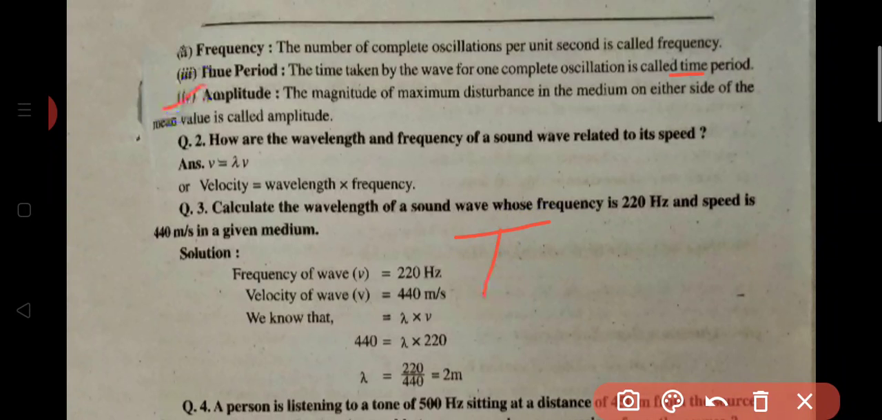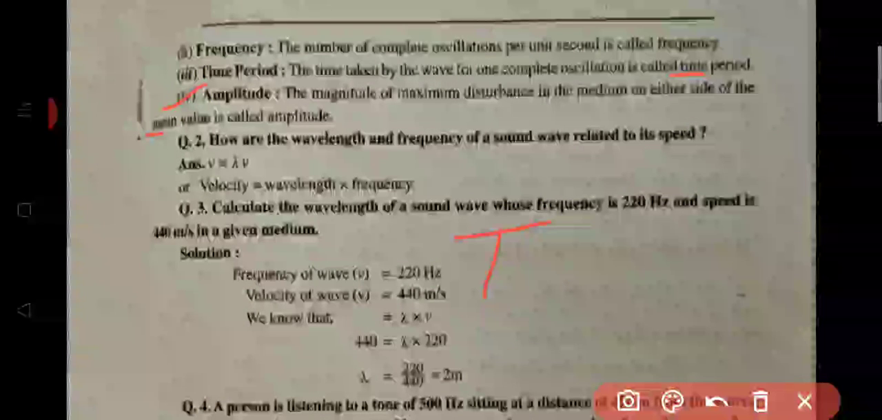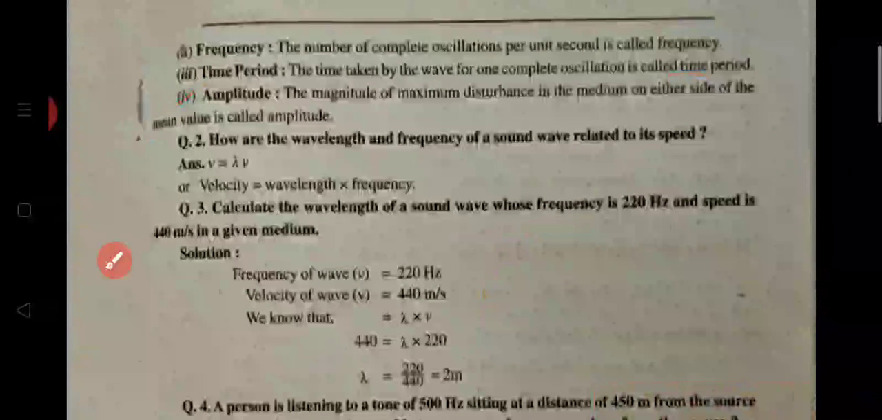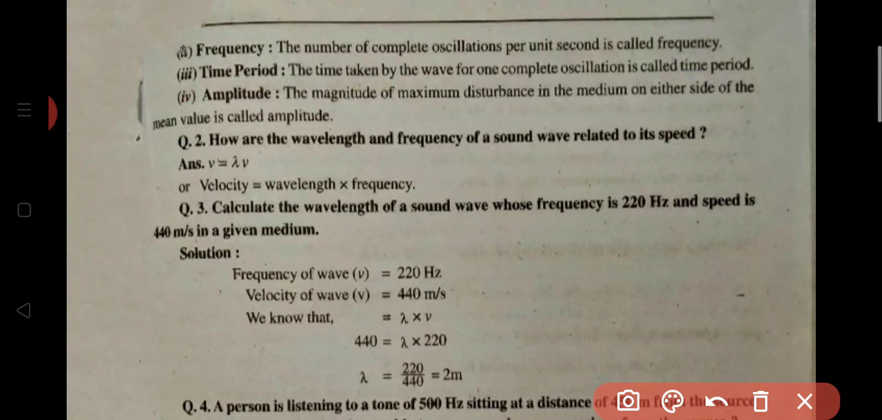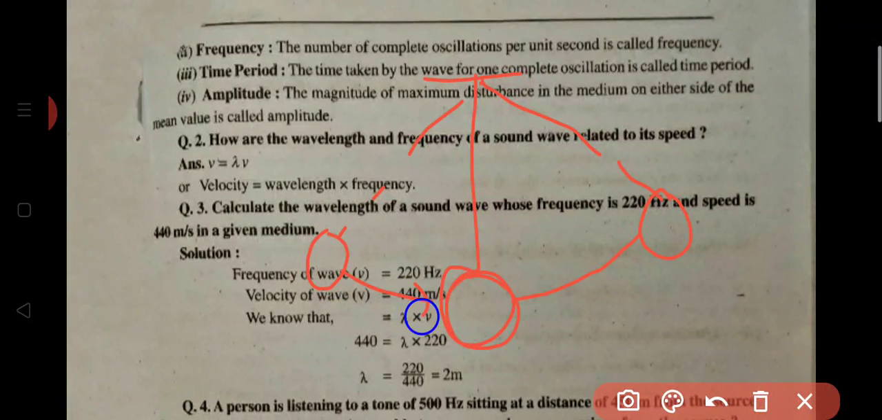Amplitude: the magnitude of maximum disturbance in the medium on either side of the mean value is called amplitude. This position is the mean position. The maximum distance from the mean position of a pendulum represents the amplitude.